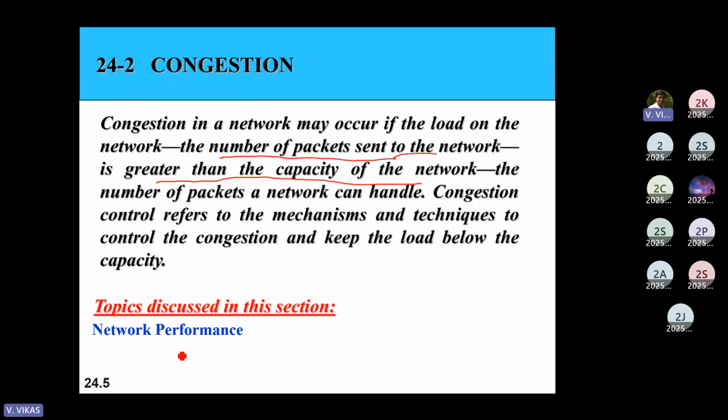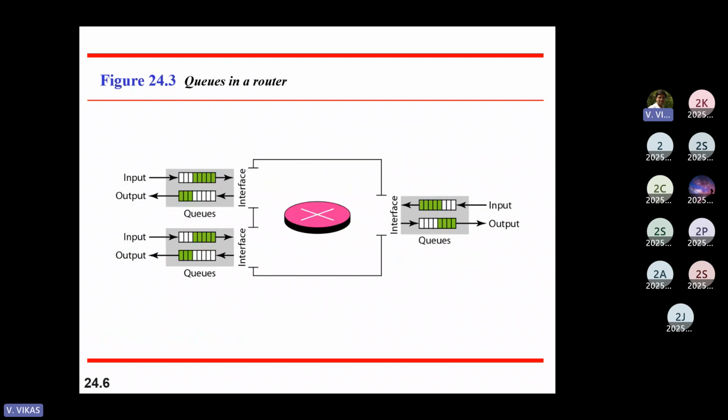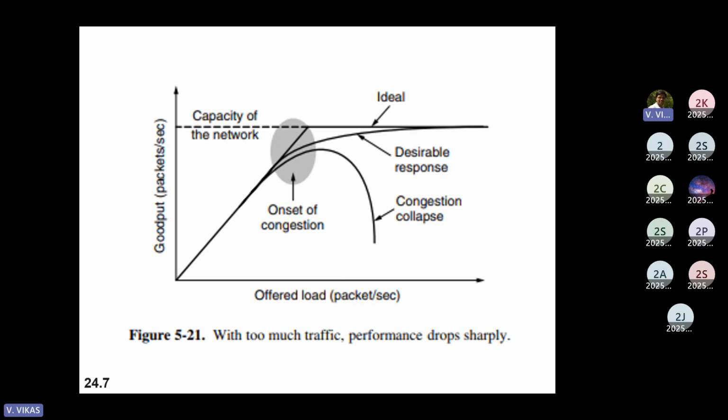When we say congestion control, we are talking about mechanisms and techniques that control congestion and keep the load below capacity. Like we discussed, where exactly can we expect congestion? Especially queues in the router. That is what we said, right? And this also we have seen: when I consider offered load, that means the load which we are generating, and good throughput, or goodput, we are saying.